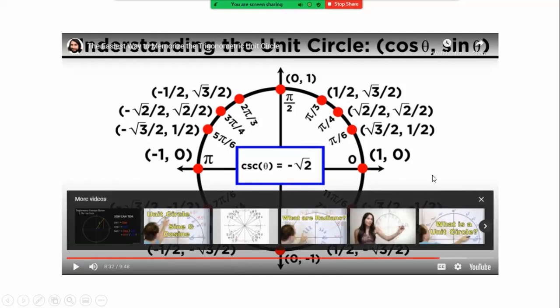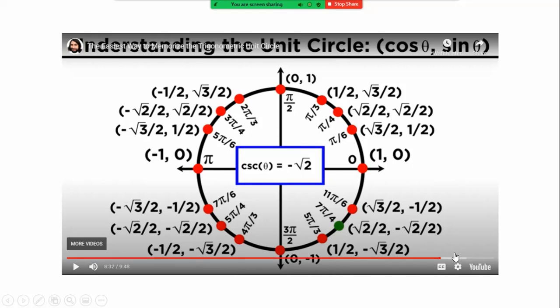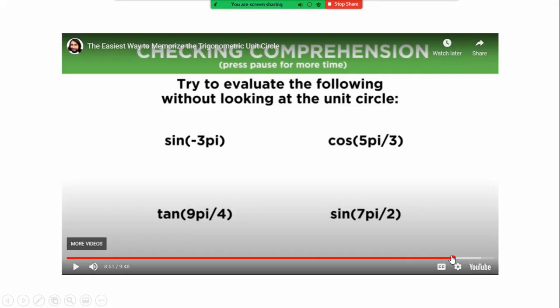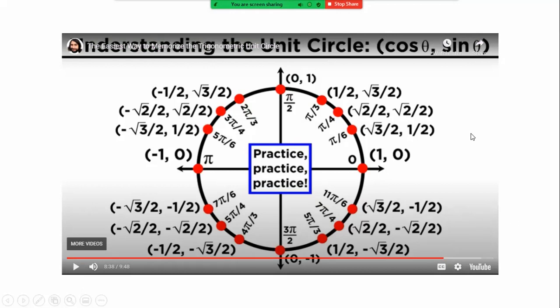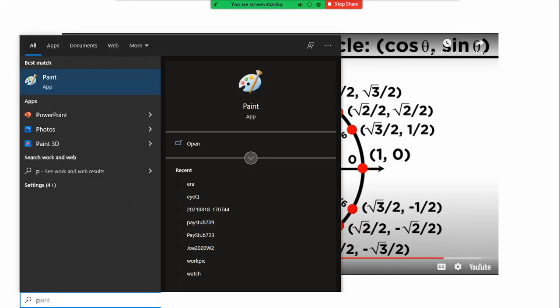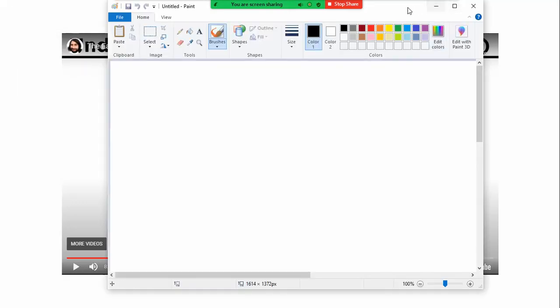Okay, so that's one way to remember the unit circle. And yeah, I would recommend drawing this out a lot, like he says, practice, practice, practice. But let me pull up something else. I'm gonna use good old-fashioned Paint. There we go. Paint. All right.